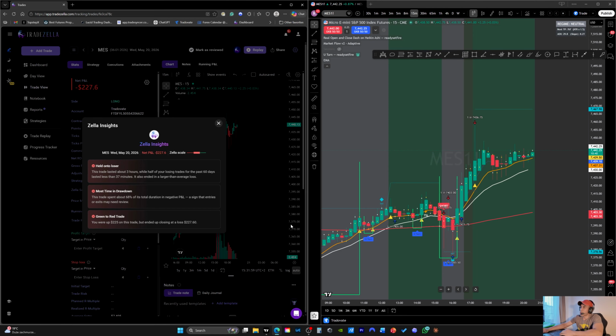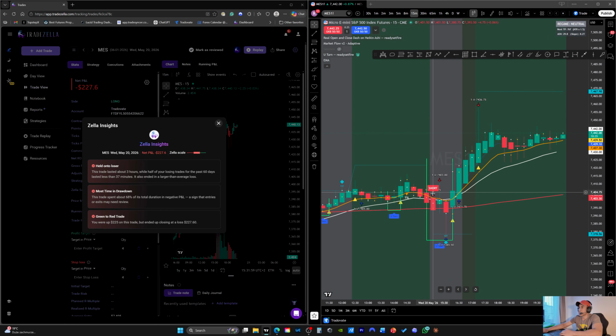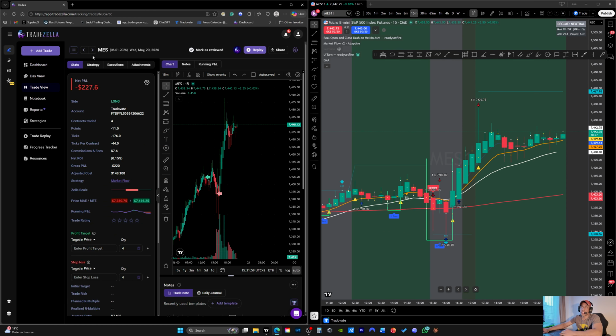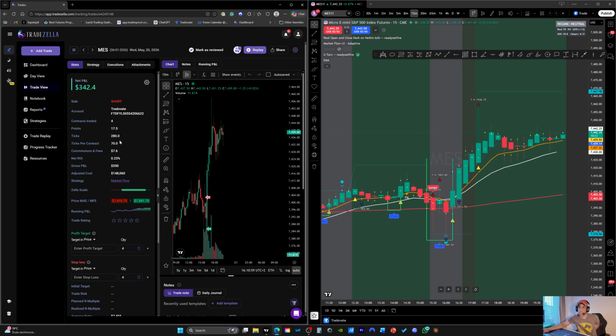So I kept it cool and I waited for my next signal, which was this short over here with the market flow indicator. I took it and I got out over there for a small profit. This one was $342. This one was 70 ticks I took on that one. I basically took it and it just went right back up, right? It just bounced. So that was 70 ticks, 17.5 points. So that was a good trade.